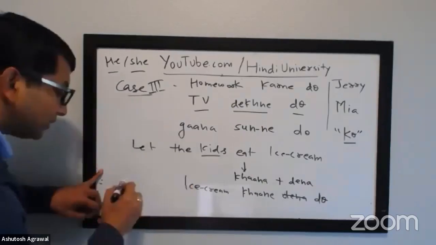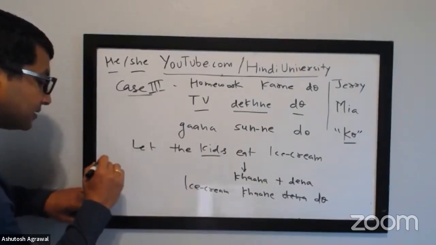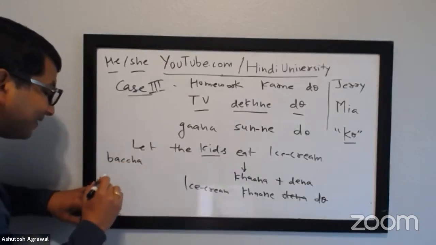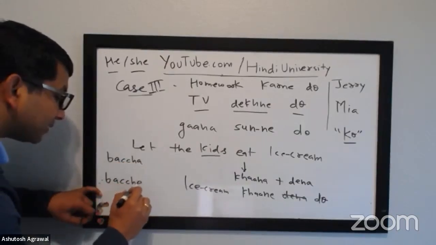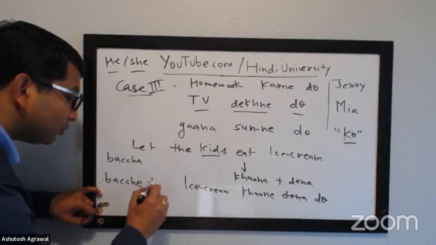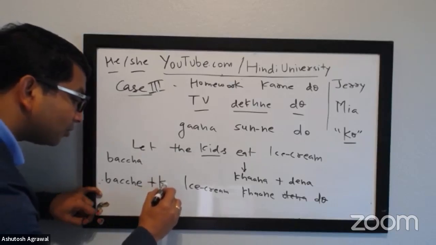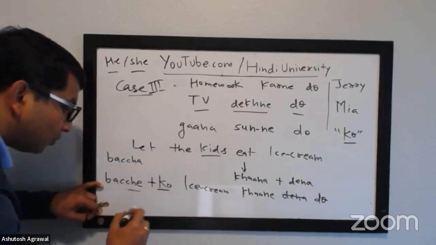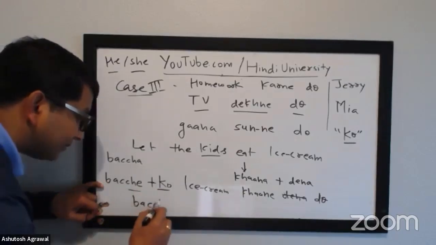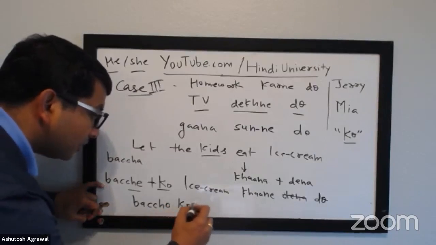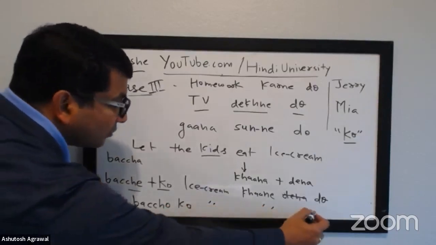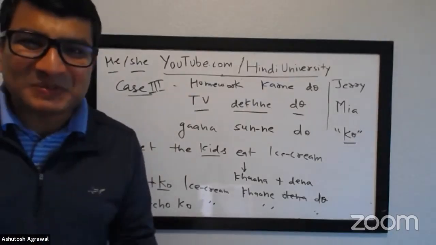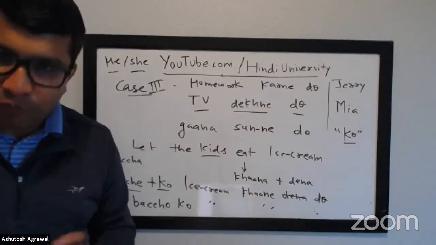Who are you permitting? One kid is bacha, and many kids is bache. Then you're showing that whoever you're permitting is governed by ko. And when it is bache and you add ko, it becomes an oblique case, like bachon ko ice cream khane do. I'm just trying to explain it to you in a different way, but hopefully it makes sense.